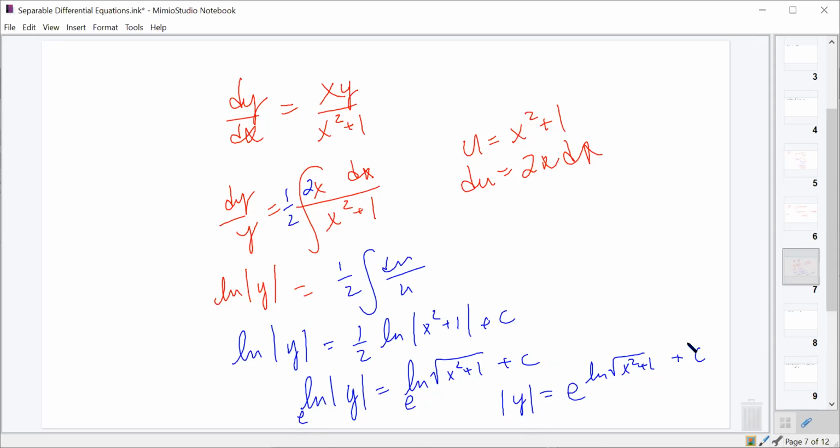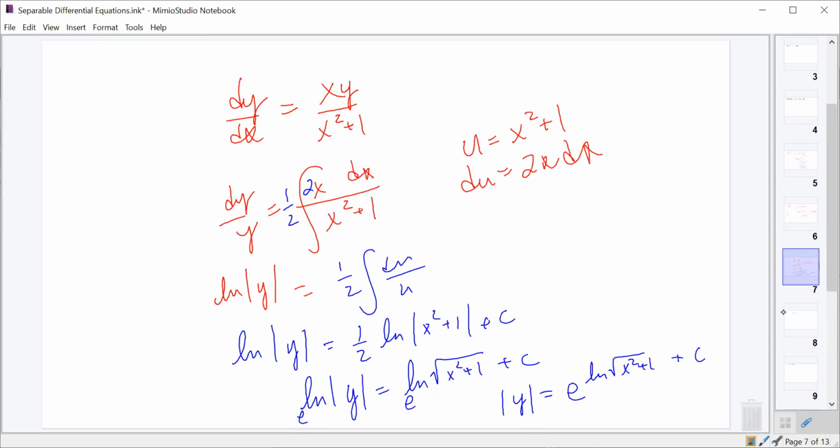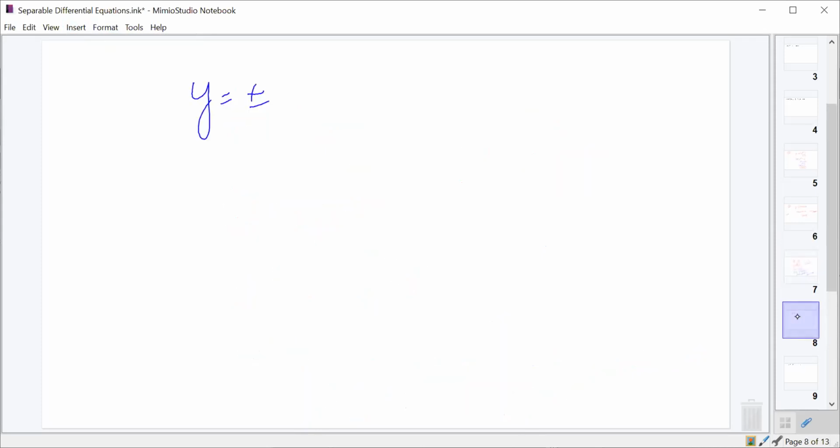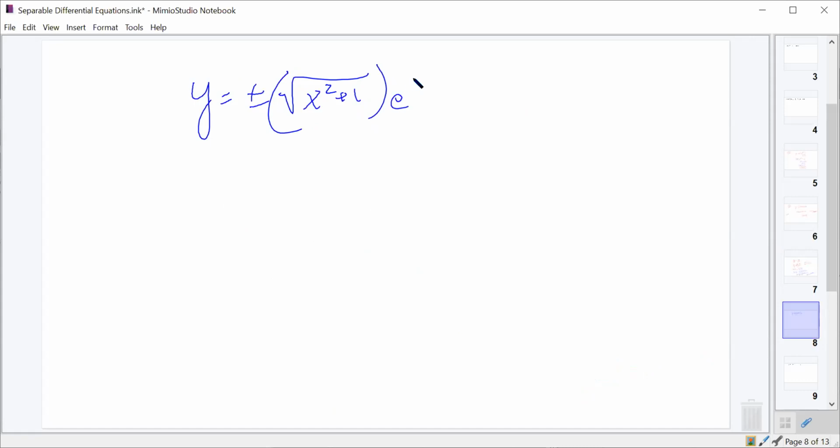And so I assume this is where the question comes in, is how do I get rid of that plus c there? Well, what I did was, to start with, I first said y equals plus or minus square root of x squared plus 1 times e to the c. And that's exponent rules. e to the a plus b is e to the a times e to the b. So times e to the c.